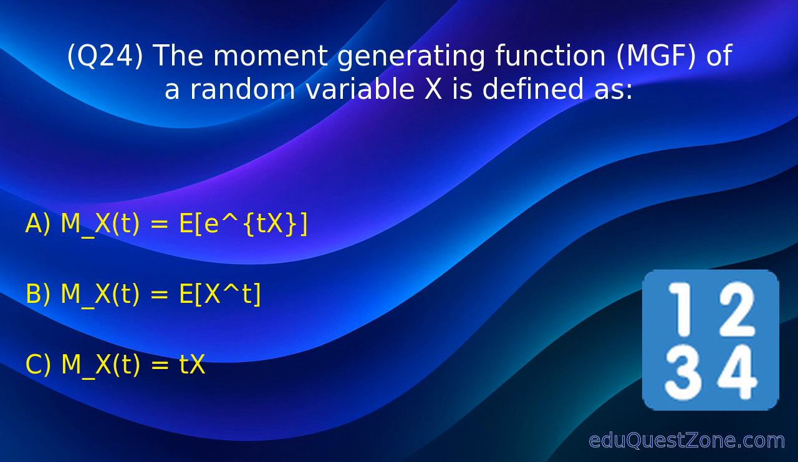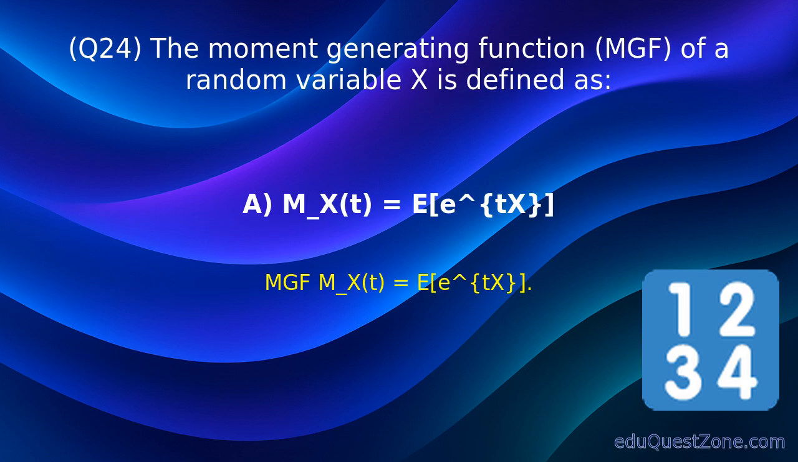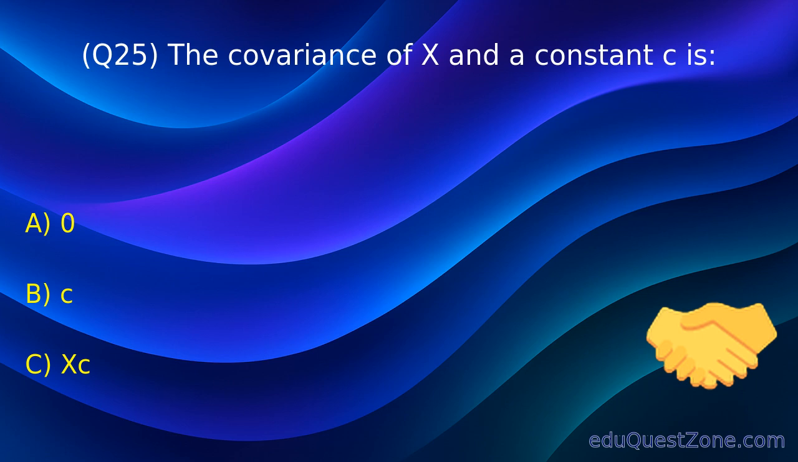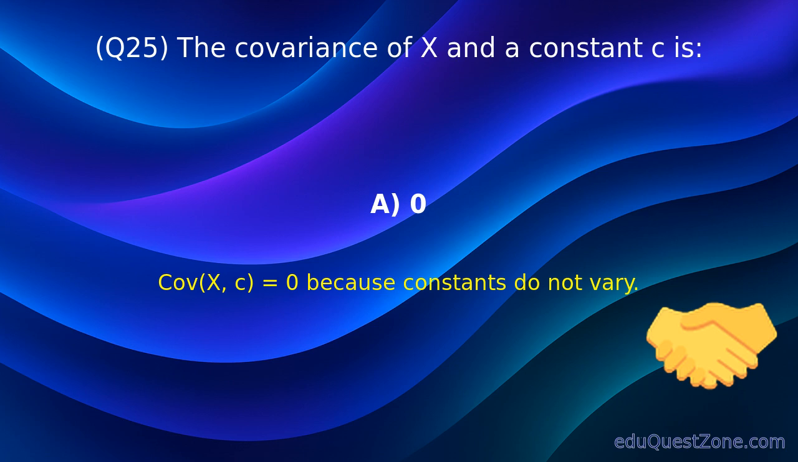Question 24. Moment generating function of a random variable X is defined as what? Option A: M_X(t) equals expectation of e to the power tX. MGF equals expectation of e raised to tX. Question 25. Covariance of X and a constant c is what? Option A: 0. Covariance of X and constant c equals 0.